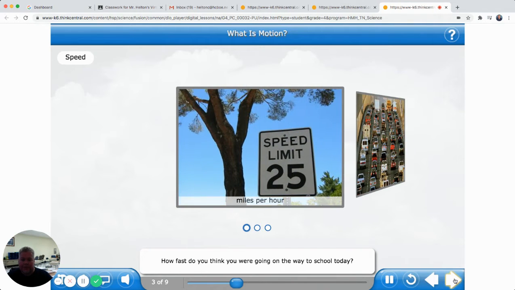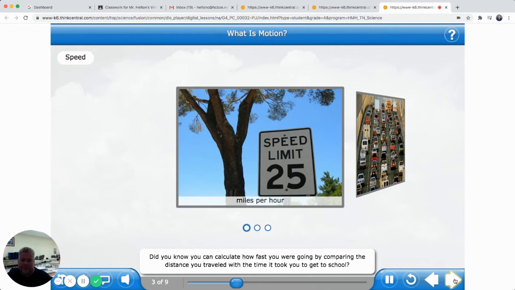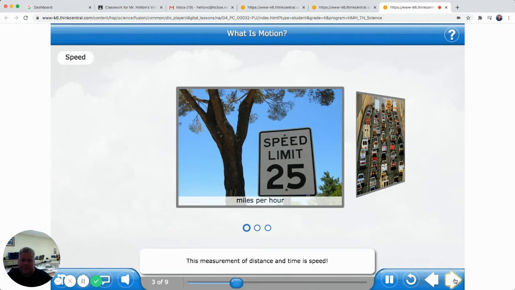How fast do you think you were going on the way to school today? Did you know you can calculate how fast you were going by comparing the distance you traveled with the time it took you to get to school? This measurement of distance and time is speed. Let's see some examples of speed in everyday life. How about the numbers on the sign in the picture? Do you know what these mean? Click each of the pictures in turn to discover more.